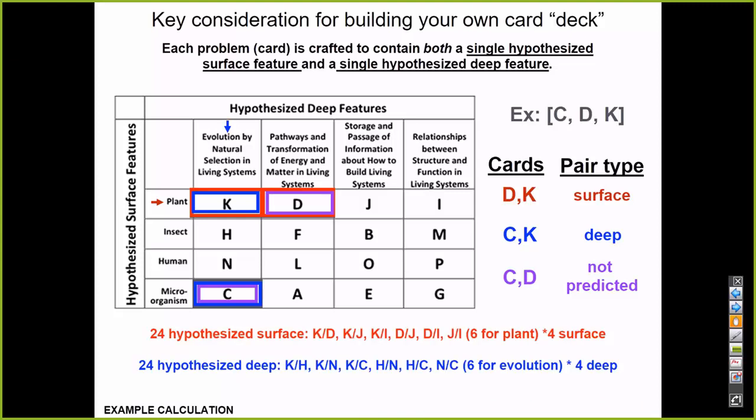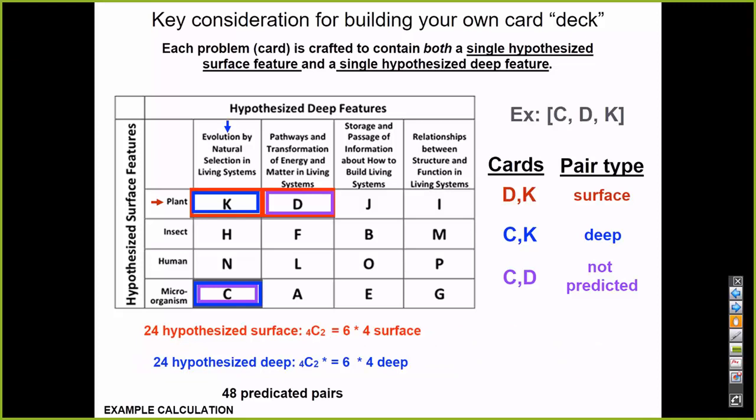And so then basically, you can do some math. So given this 4x4 card deck, you have 24 hypothesized surface features. So for each surface feature, you can go KD, KJ, KI, DJ, DI, and then JI. And then you multiply that by 4 surface features. Same thing for the hypothesized features. And then if you really want to do this quickly, it's a combination. So 4 choose 2, right? So a total of 48 predicted pairs from this deck.